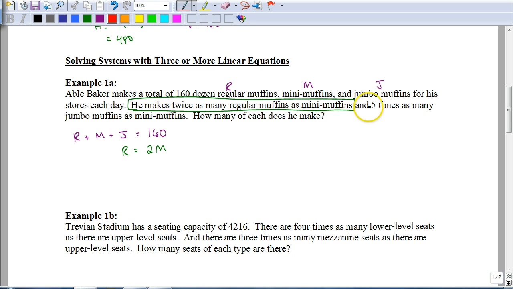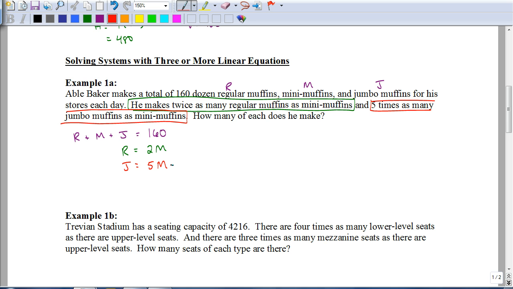So let's apply that now to the next part of the sentence. There's going to be 5 times as many jumbo muffins as mini muffins. So again, which one's going to have more? Is there going to be more jumbo muffins, or is there going to be more mini muffins? Well, there's going to be more jumbo muffins, 5 times as many of the mini muffins.